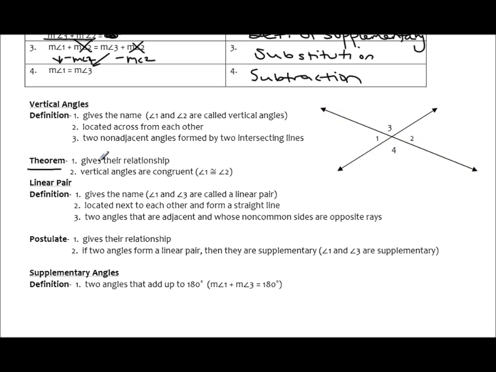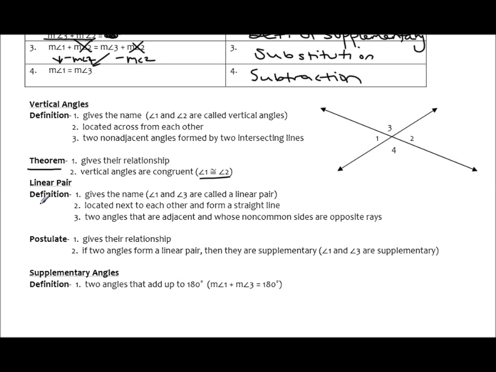Okay, the reason that we're using the word theorem is anytime that we actually give the relationship. So if it's the definition, all I've done is defined that angle 1 and 2 are vertical. But if I say that angle 1 is congruent to angle 2, then it's called the vertical angles theorem. And that just says that angle 1 and 2 are congruent.